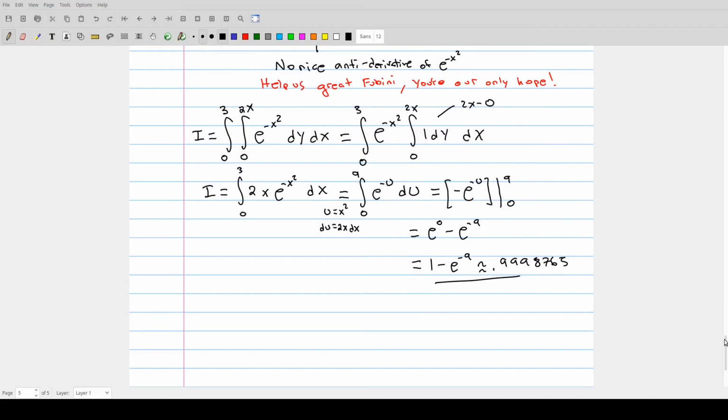So the idea here is that switching the bounds in general is often very, very important to actually be able to figure out the answer to a specific problem, a given problem.